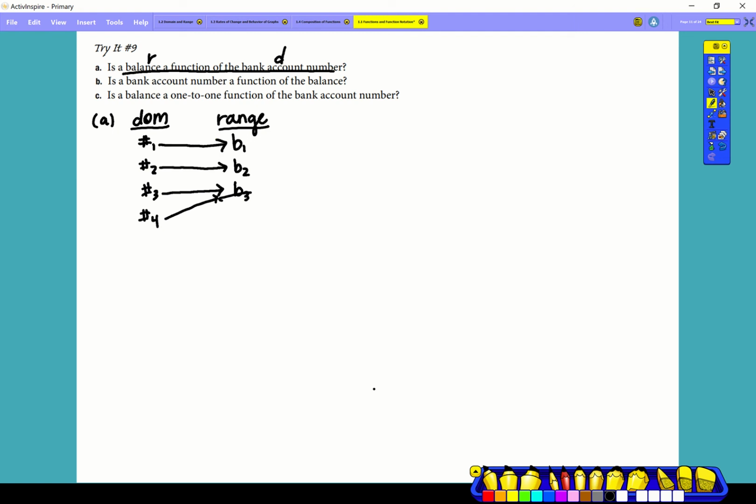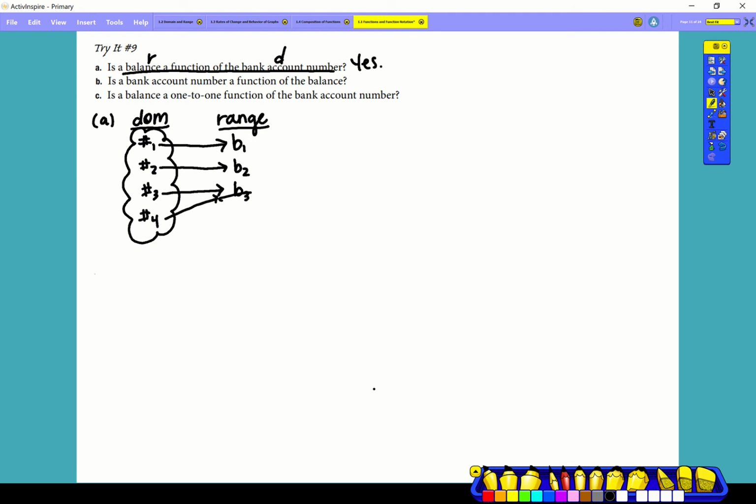Notice the point I'm making is that each bank account number can only have one balance. So you can't have number 2 have a balance of 1 and a balance of 2. What does that even mean? So is a balance a function of a bank account number? Yes. Is a bank account number a function of the balance?